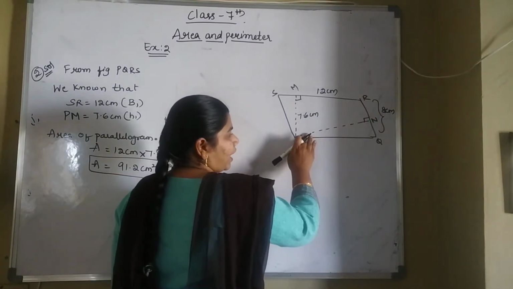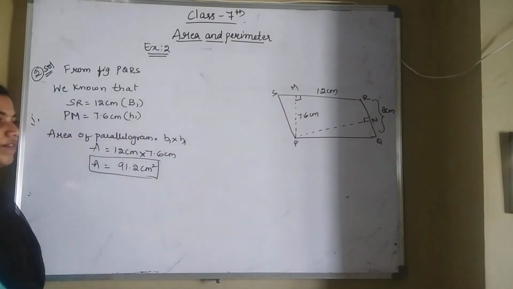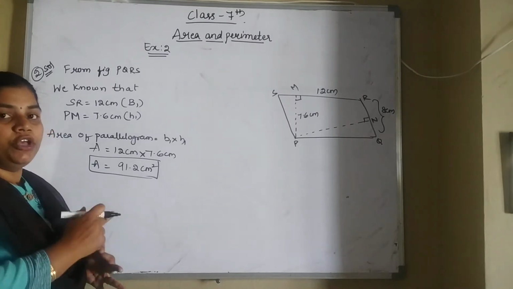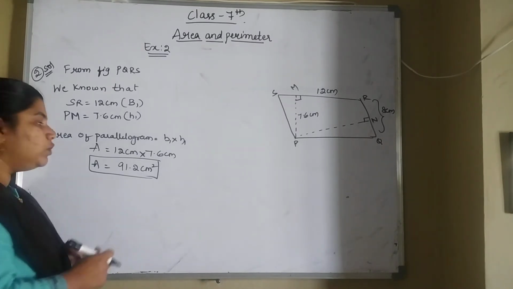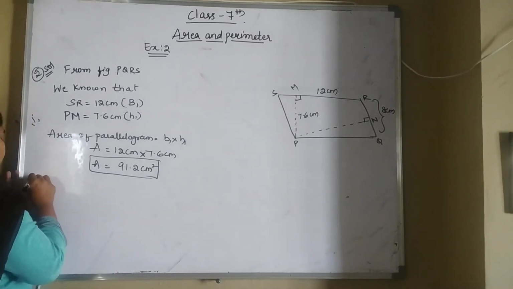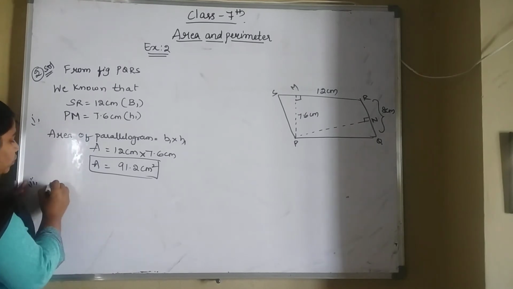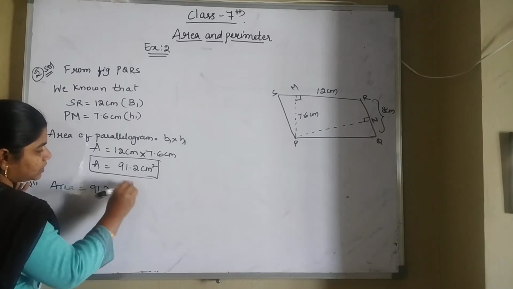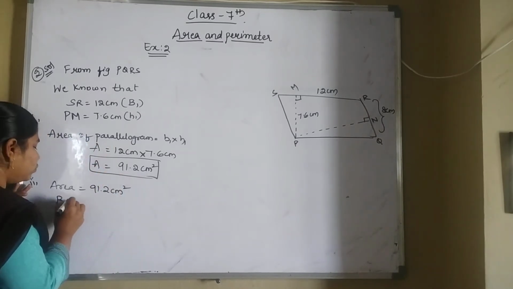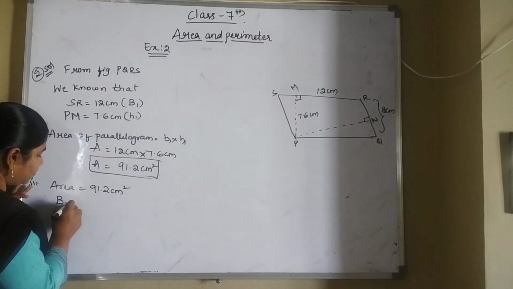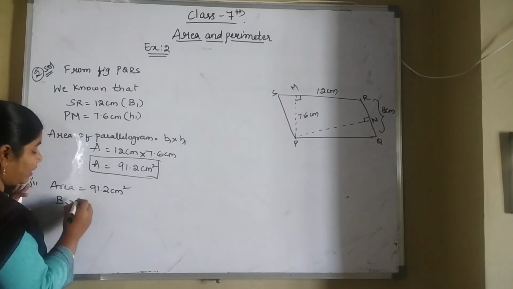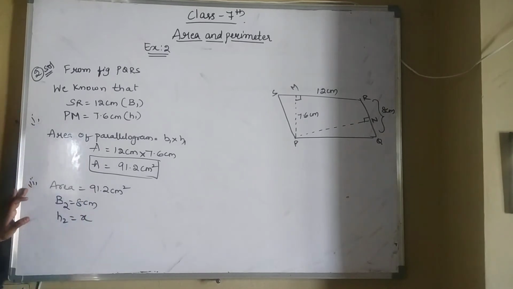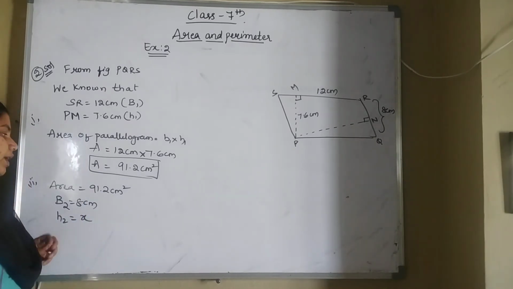Height we have to find, and also we know the area value. By using this area and B2 value, you can find the H2 value. So how to find that, we will see. Already we know that area is equal to 91.2 centimeters squared, and base 2 they have given as 8 centimeters. We have to find the H2 value.